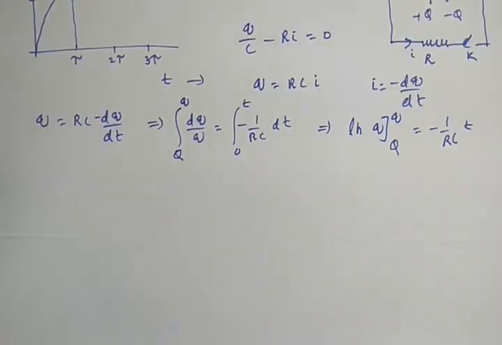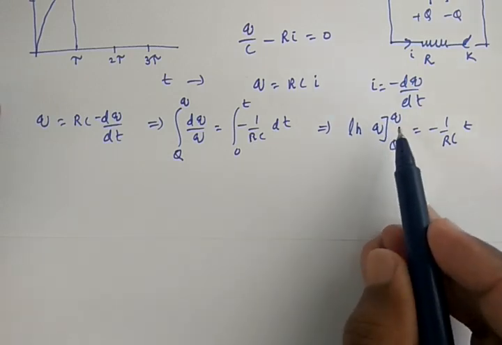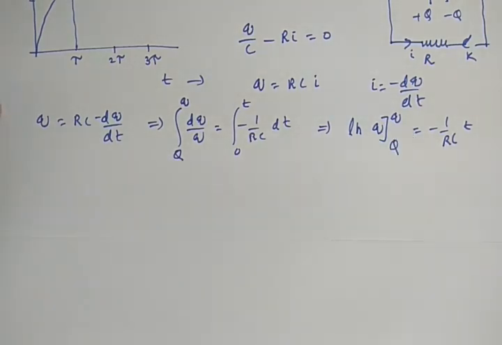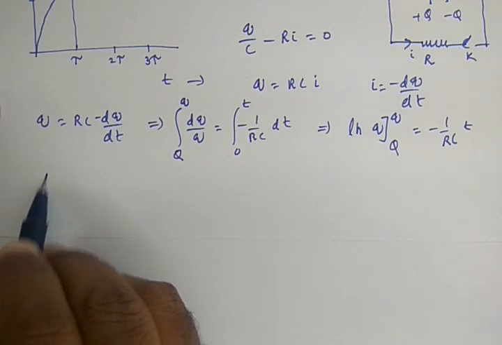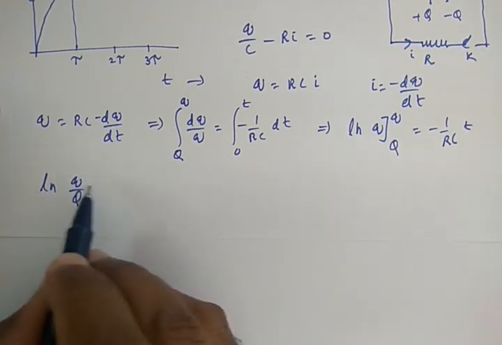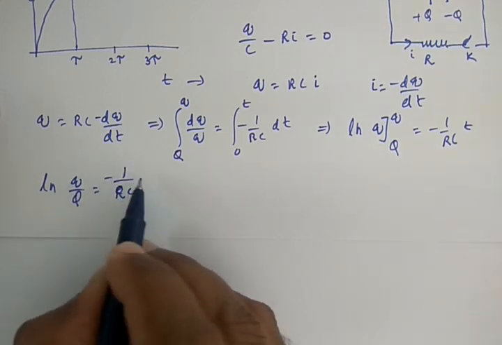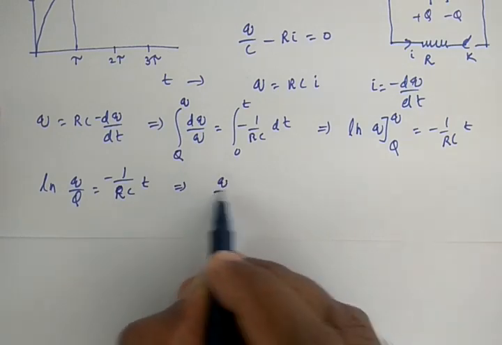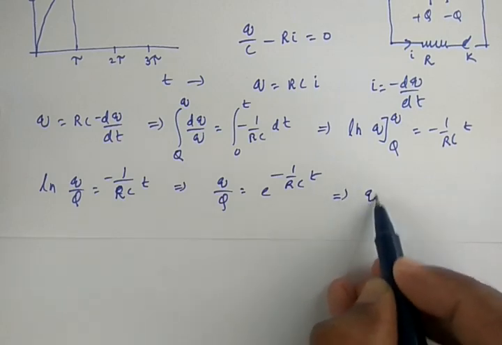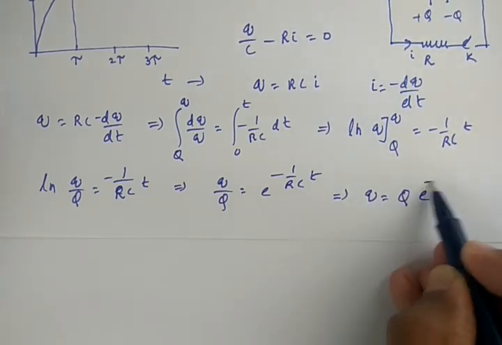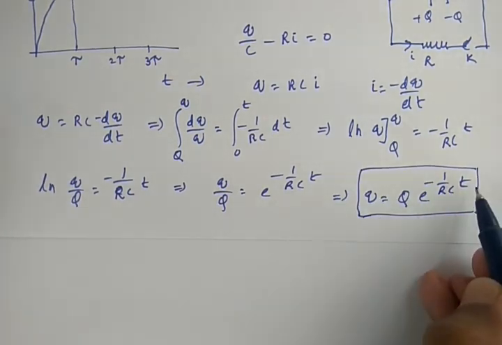So now log q, with boundary conditions from capital Q to small q, equals minus 1 by RC into t. Now you can write log q by Q equals 1 by RC into t. That implies q by Q equals e power minus 1 by RC into t. That implies q equals Q into e power minus 1 by RC into t. This is the charge that appears on the capacitor after time t.